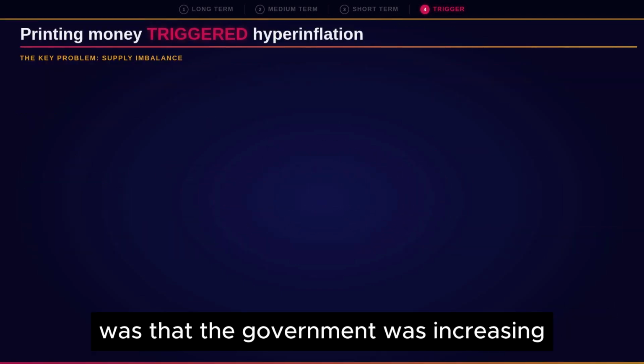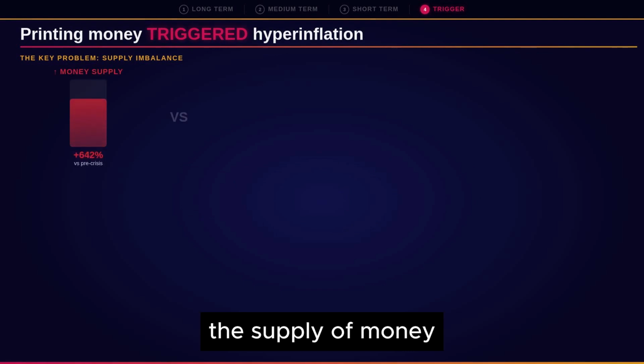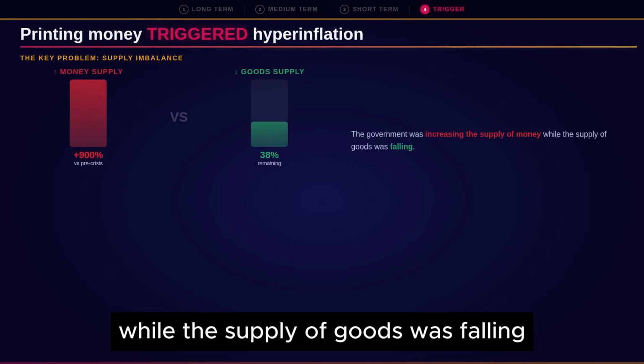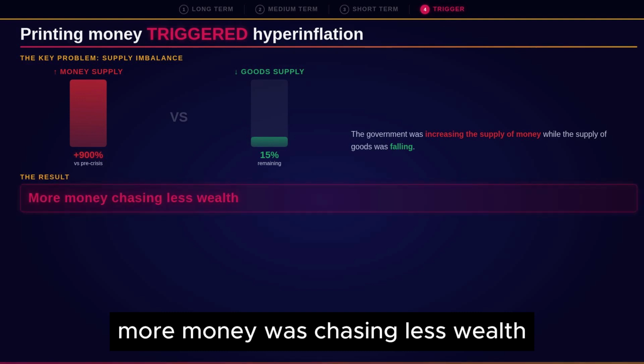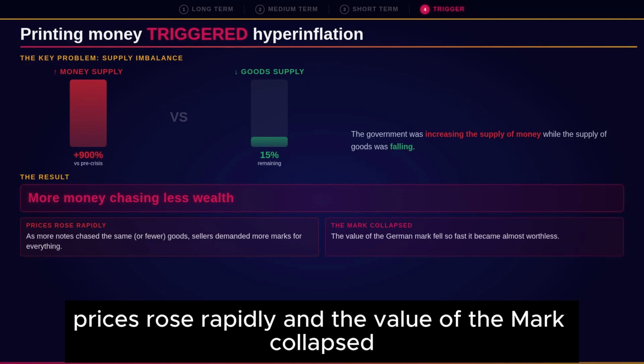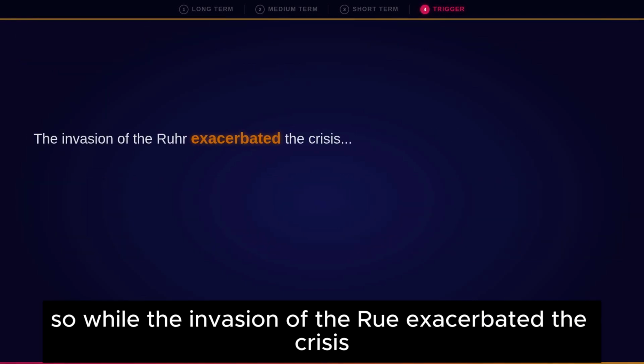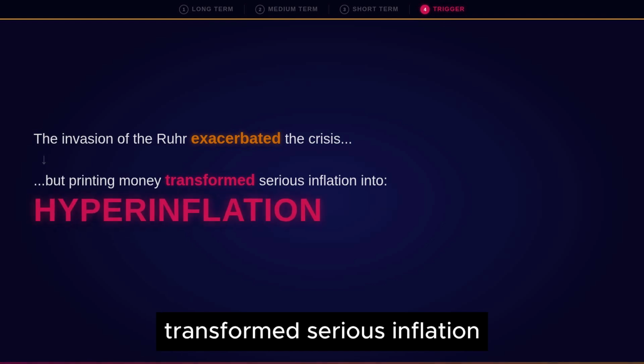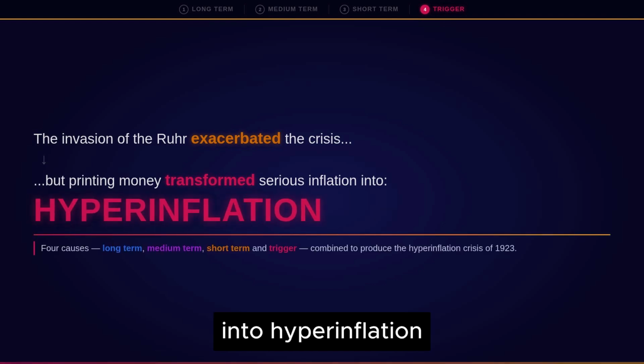The key problem was that the government was increasing the supply of money while the supply of goods was falling. More money was chasing less wealth. As a result, prices rose rapidly and the value of the mark collapsed. So, while the invasion of the Ruhr exacerbated the crisis, the decision to print money transformed serious inflation into hyperinflation.